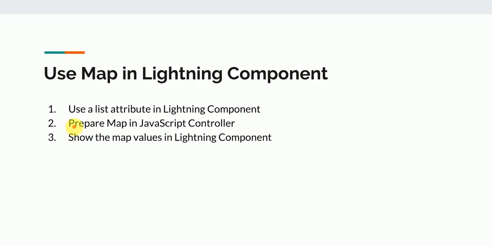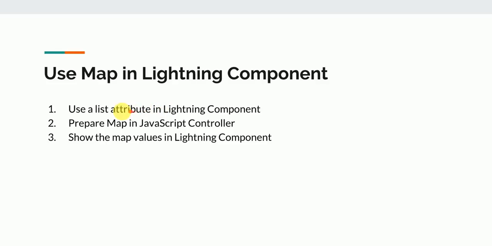But in case of a lightning component, we will go with the help of a wrapper class. In the wrapper class also we need to use the list of contacts inside the account. So we'll just use the concept of map in the lightning component to show the values. Let's see a simple example with the help of a map.